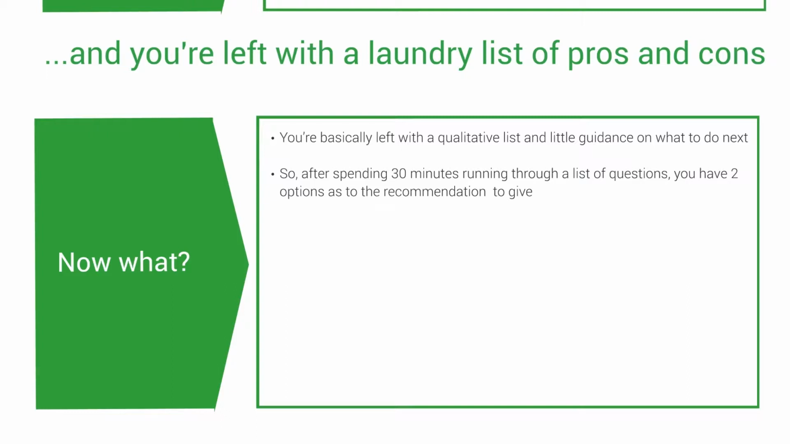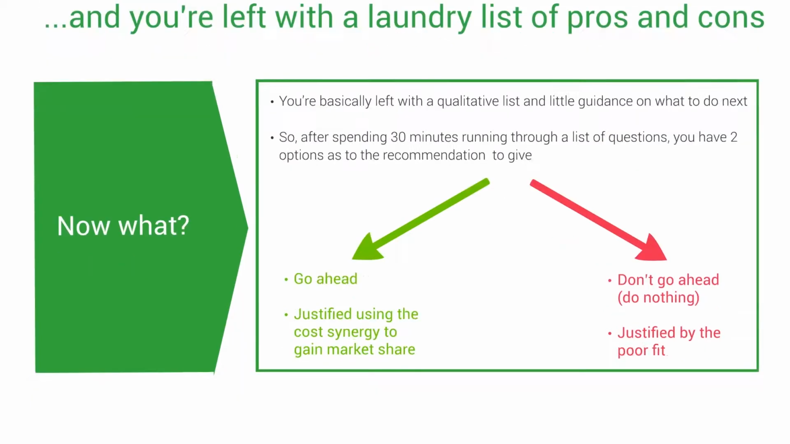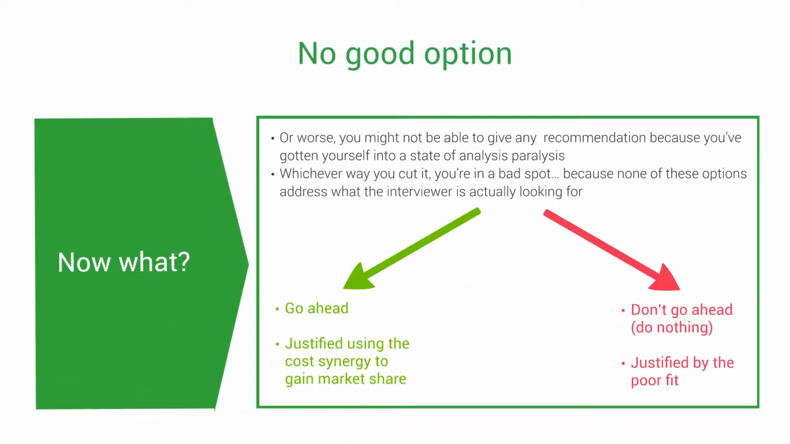So after spending 30 minutes running through a list of questions, you have two options as to the recommendation to give. You can ask the client to go ahead, with this being justified by the cost synergy and the opportunity to gain market share. Just as readily, though, you could recommend the do-nothing option as well. The poor fit on customer segments, products, and competitors is good enough reason to suggest a no-go. Now what? There is no good option. Do you recommend the client to go ahead or to do nothing?